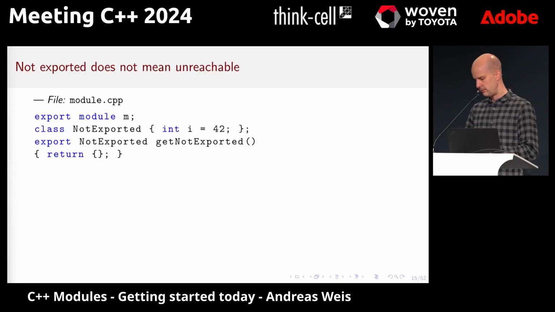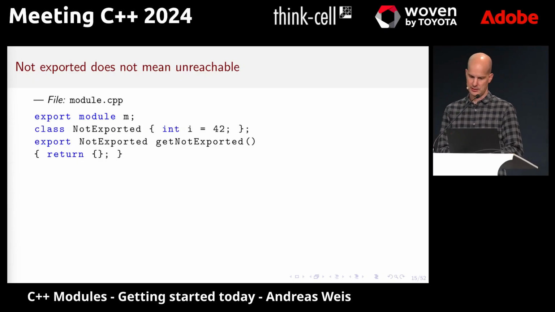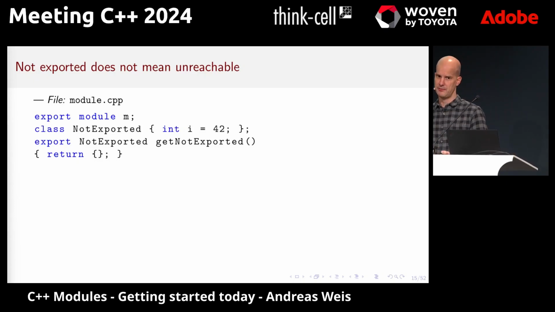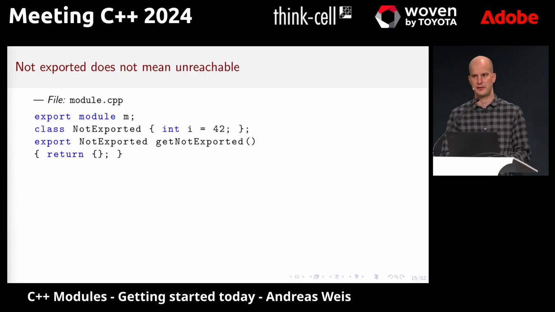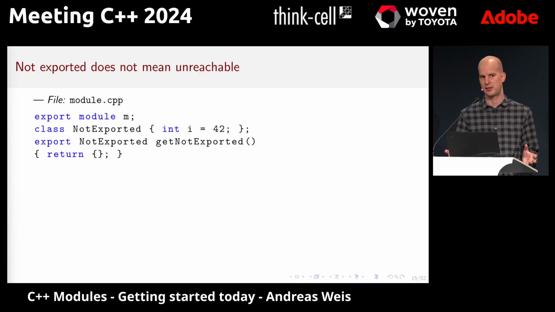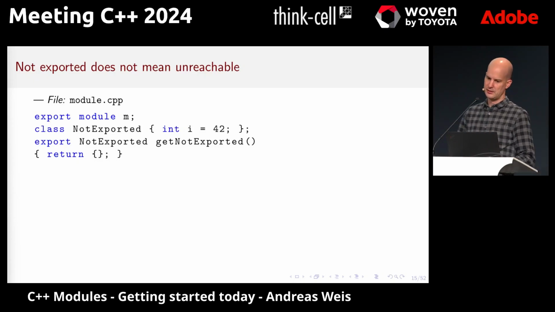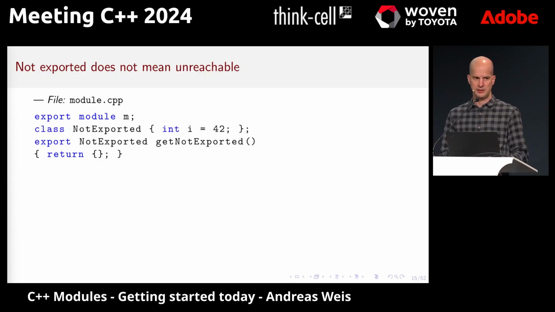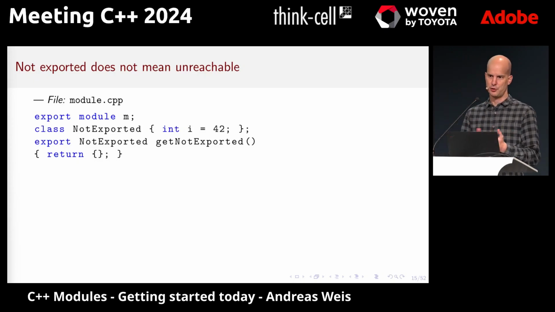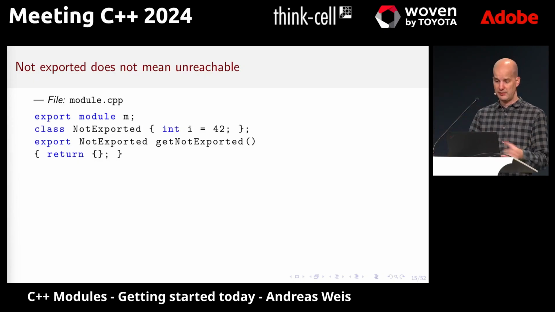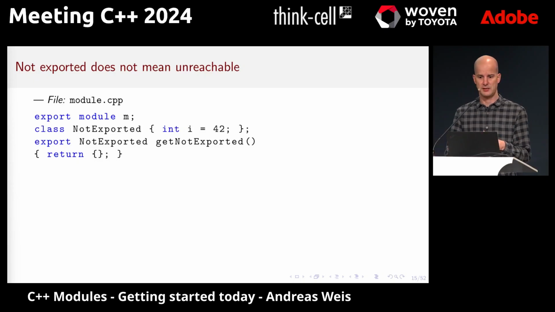So one thing about exporting things that is a little bit surprising is that if something is not exported, it does not necessarily mean that it's completely private to the module and nobody can get to it from the outside. In particular, there is a distinction here between visibility and reachability. The export only really controls whether this name is visible to people that import this module. But even if you don't know the name, you might still be able to reach it. So here's an example for that.